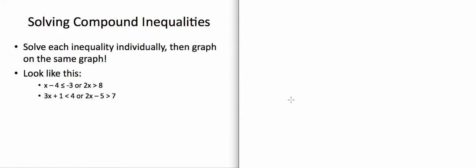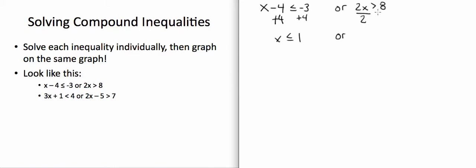Okay, so with these two examples here, we're going to solve each one individually and then graph them on the same graph. So we have x minus 4 is less than or equal to -3, or we have 2x is greater than 8. So we're going to plus 4 here. We're going to plus 4 here. That's going to give us x is less than or equal to 1. And we have the or. Here it's 2 times x, so we're going to divide by 2. So that's going to give us x is greater than 4.